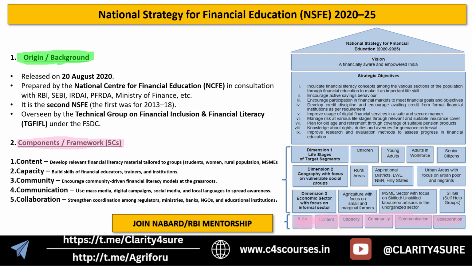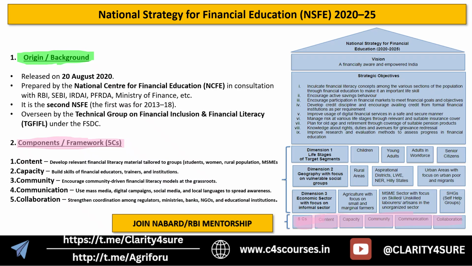We know what the strategic objectives are. Financial literacy should be there, active savings should be there, encourage the participants in financial markets, and they should manage the risk, they should know how to repay the loan on a timely basis, and they should plan for their old age. So it is about the financial planning.